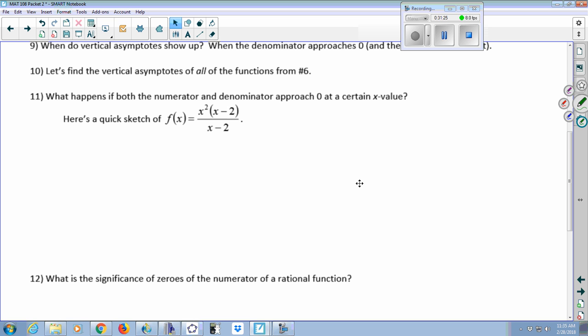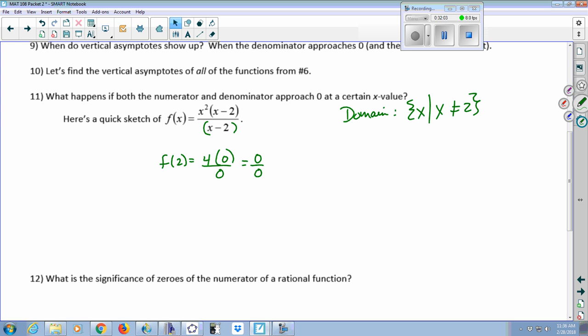So let's take a look at this function for 1 second. If I asked you what the domain was for this function, what would you say? What's the domain? Set of all real numbers, but x can't be 2. And let's look at what happens when we put 2 into this function. We get 4 times 0 on top and 0 on bottom, which is 0 over 0.